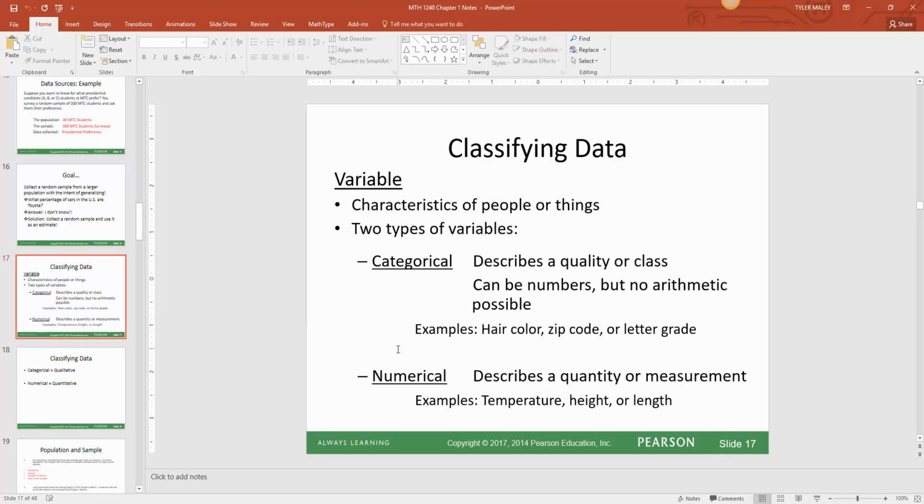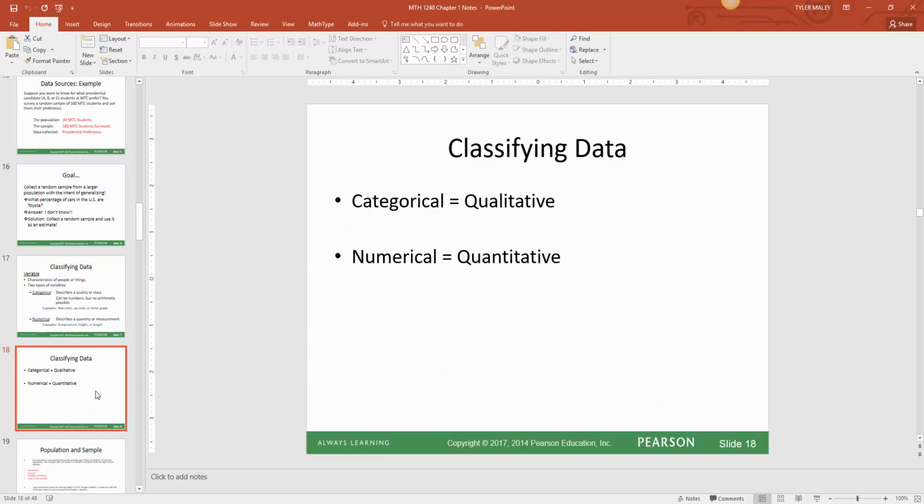And then the second type of variable is numerical. This describes a quantity or measurement. Some rough examples are temperature, height, length, and so forth. On my next slide, I want to make sure you understand that another term for categorical data is qualitative data, and another term for numerical data is quantitative data. You should know both of these terms back and forth, as they're often used interchangeably. So qualitative and quantitative.